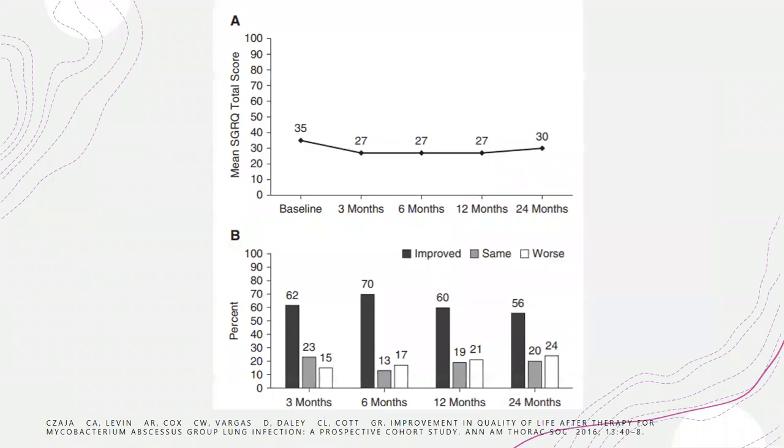The way they did this was they used the St. George respiratory questionnaire, which is usually used for COPD. The higher the score, obviously, the poorer their quality of life, and the lower the score, the better their quality of life. You can see at baseline, at the time of diagnosis, these patients had a baseline score of 35. But when they were followed up at 3-month intervals, their St. George questionnaire score dropped significantly, indicating improved quality of life at each of these 3-month intervals.